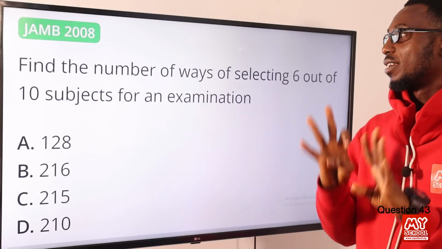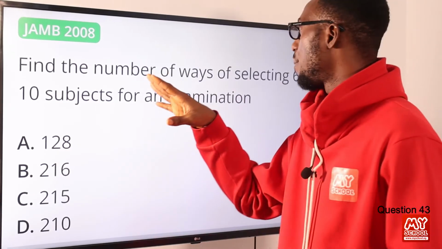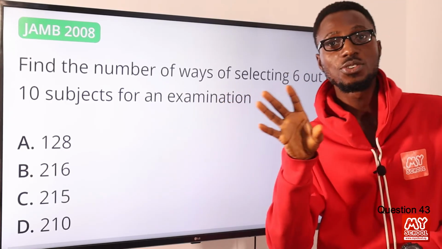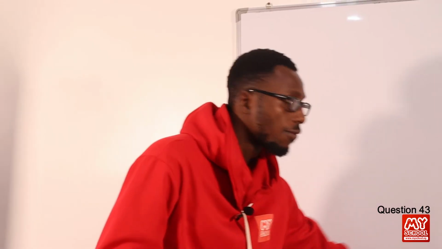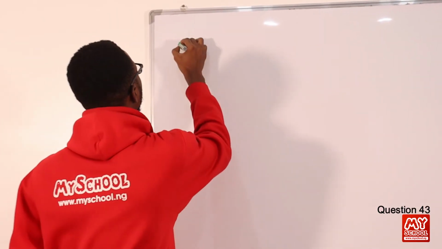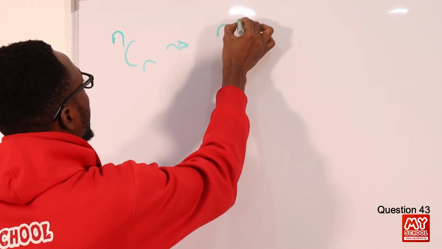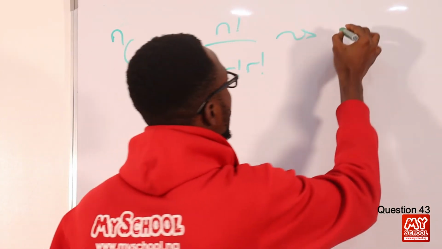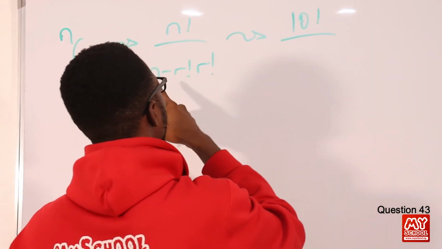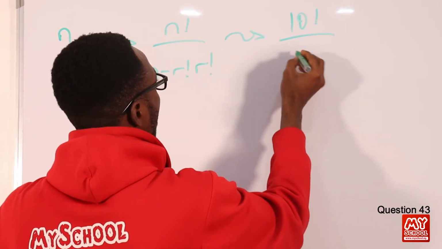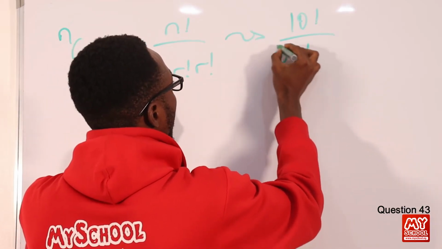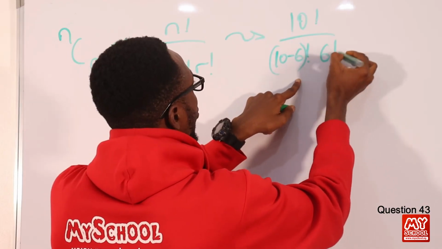Question 43. Find the number of ways of selecting 6 out of 10 subjects for an examination. Okay, so selection, that is combination, arrangement, permutation. So for combination, we have this formula, right? That is actually n factorial over n minus r factorial, then r factorial. So how many subjects we have? 10 factorial over, selection. We have to select 6, right? That is 10 minus 6 factorial, isn't it? Then I have 6 factorial.